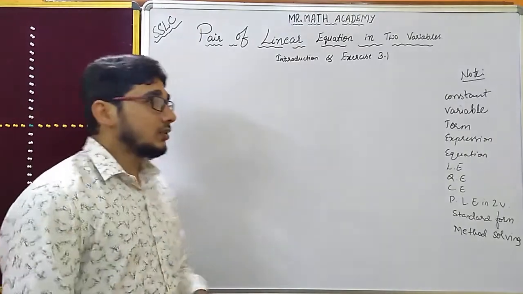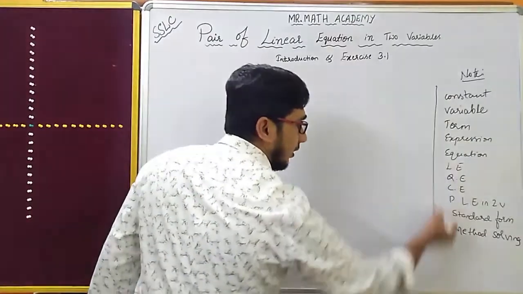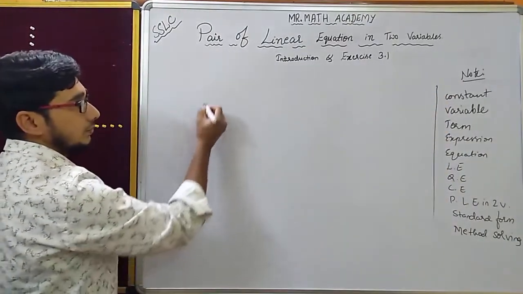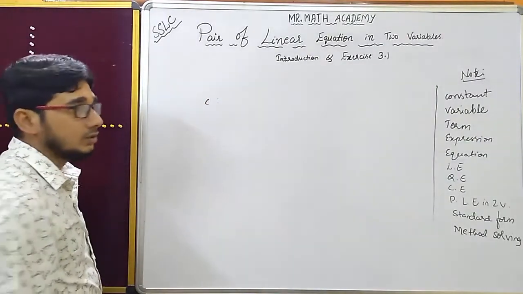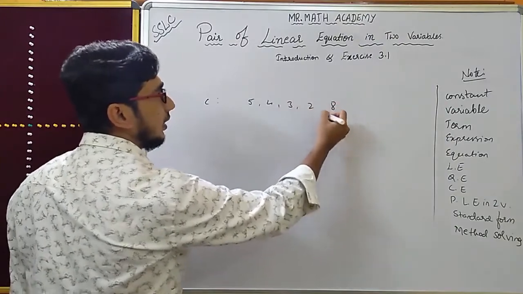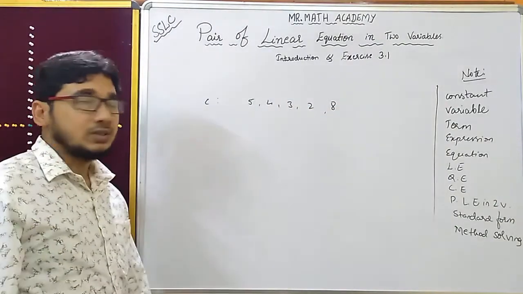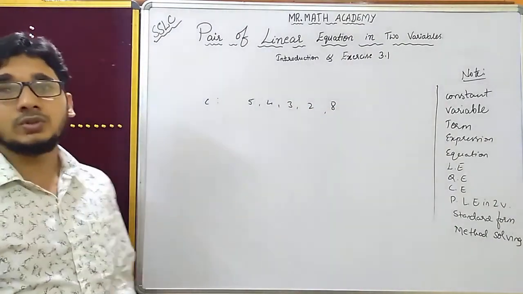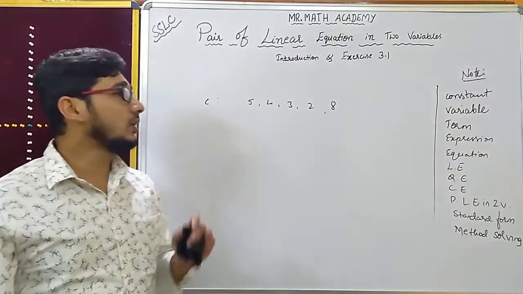Let us consider some of the points written here. First one, consider a constant. What is this constant? Just numbers: 5, 4, 3, 2, 8, anything. All these numbers we call a constant. Constant means whose value will never change.